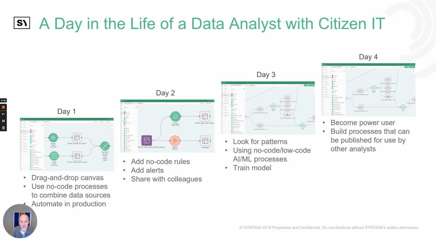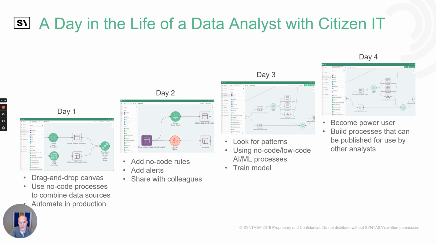Maybe on day two, they realize they want to start to add some business rules. There are no-code capabilities here to basically allow them to do anything that they could do with an if-then statement. An example might be that they're working with credit card transaction data and they want to create a higher level category like travel and entertainment. So anytime a transaction has a category like restaurants, travel, airfare, or hotel, maybe it gets added to this higher level category.